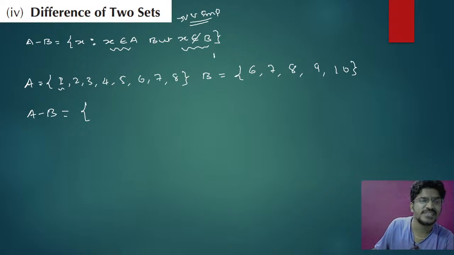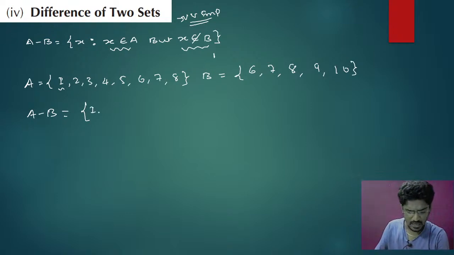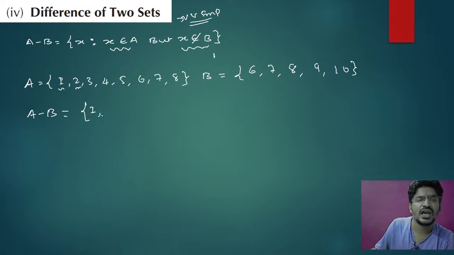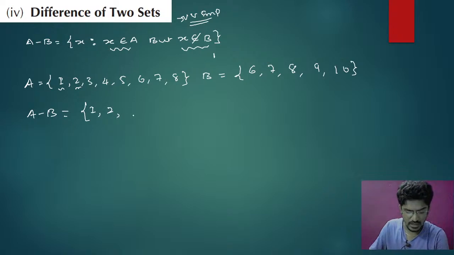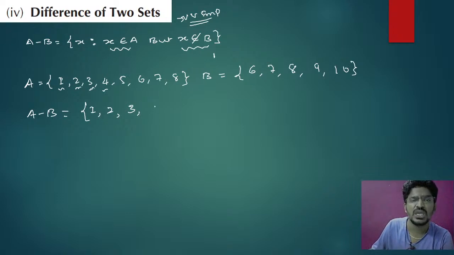This 1 is present in A but 1 is not present in B. Therefore, I can write it here. Clear? Next you see 2. 2 is present in A but not in B. I can write it here also. Next you see 3. 3 is present in A but not in B. I can write it here. 4 present in A but not in B. So this is 4. 5 present in A but not in B.